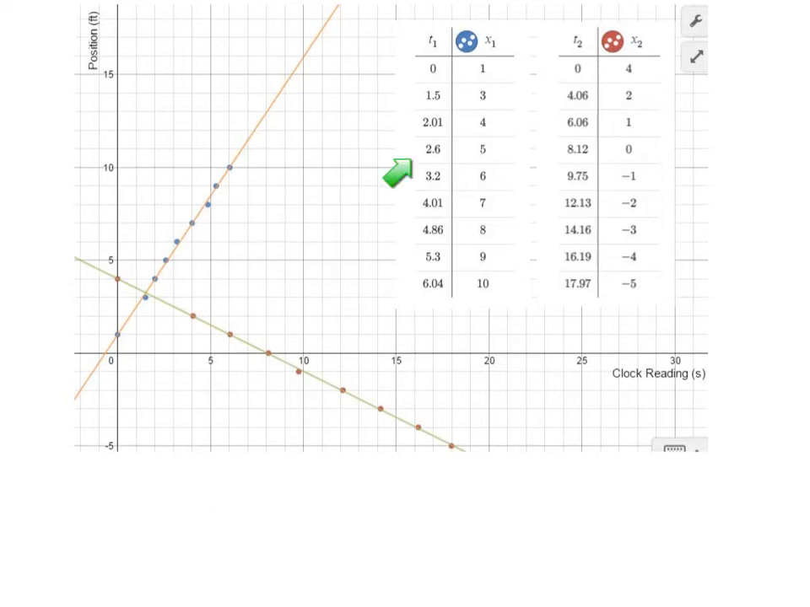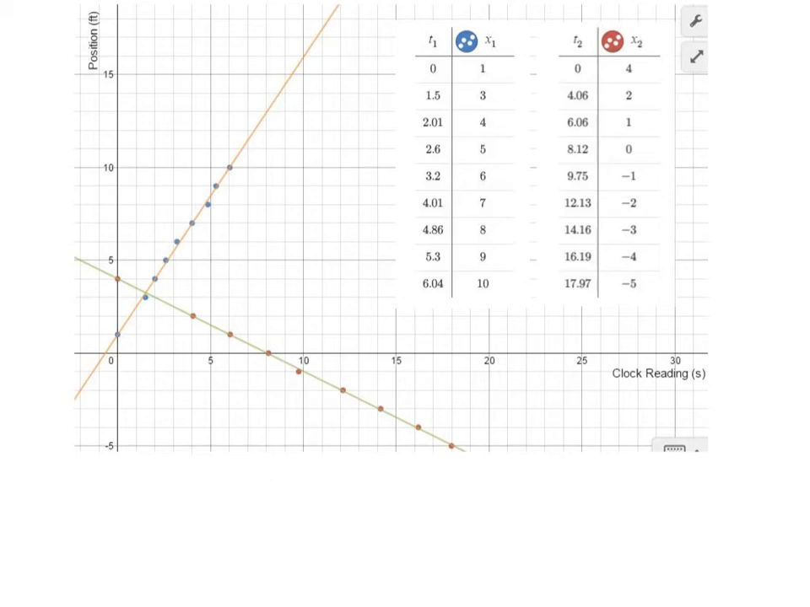So you see, here is the data set for the blue car, here is the data set for the red car. And these data sets are plotted on a position versus clock reading or time graph. And the first thing that you should recognize is that both data sets, the blue car data set and the red car data set, produce straight lines. When you have straight lines, you can calculate the slope. So we should analyze the slope of the blue car and the red car a little bit further to see if we can come to some understanding of what the slope means.